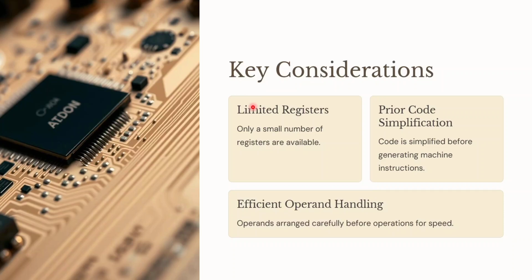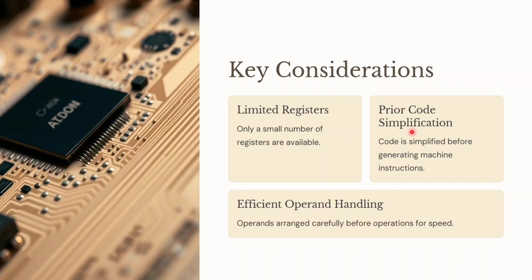When we create a simple code generator, we need to keep the following in mind. First one is limited registers. There are only a few registers available. We need to smartly allocate them and free them. Next one is prior code simplification.